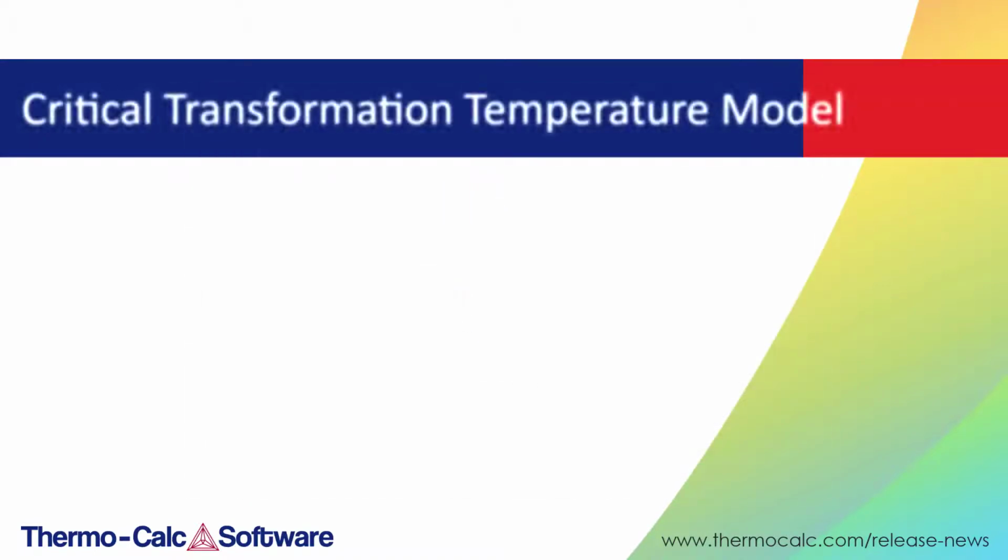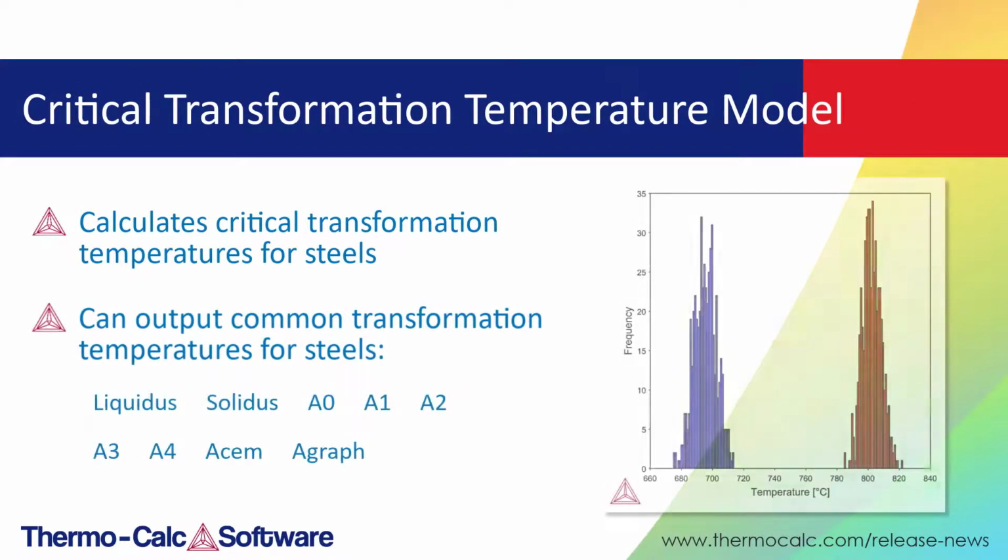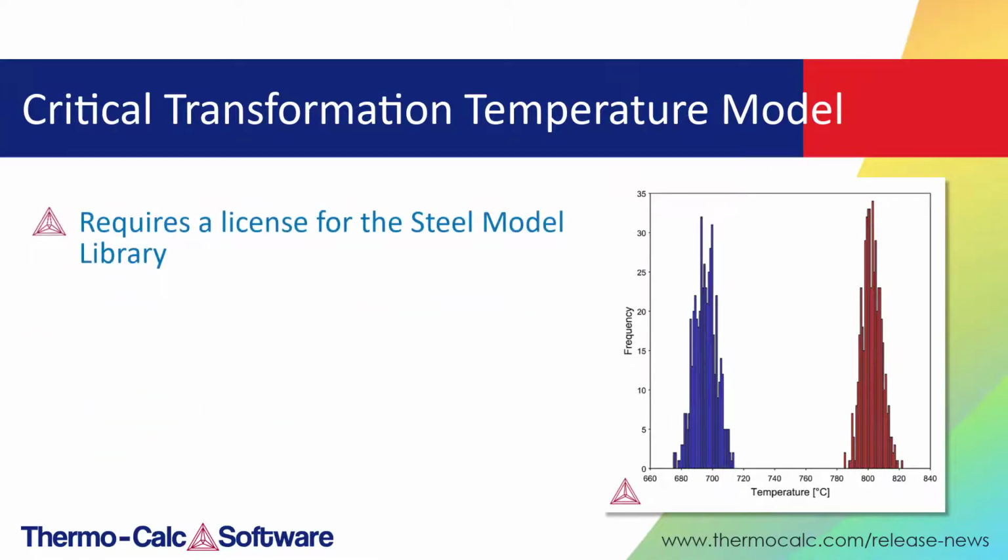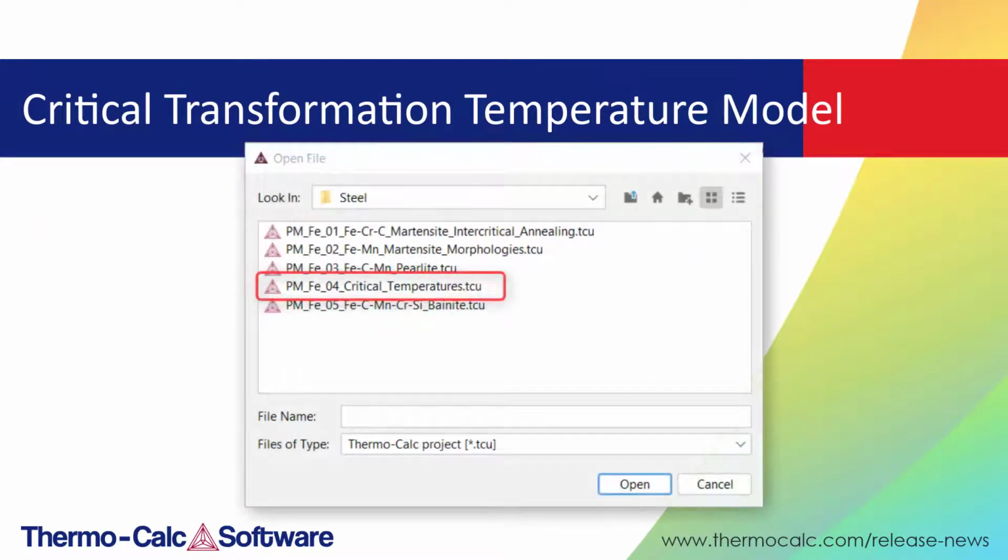The critical transformation temperature model is a new property model that is used to calculate critical transformation temperatures for steels. It can output the common transformation temperatures for steels including liquidus, solidus, A0, A1, and more, as shown on the screen. This new model is specific to steels and requires a license for the Steel Model Library. The new example, PMFE04, critical temperature, demonstrates this new model.